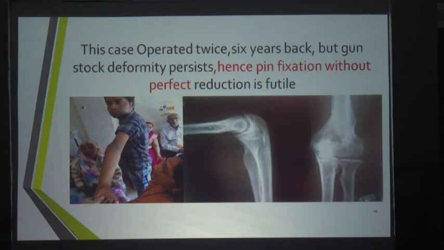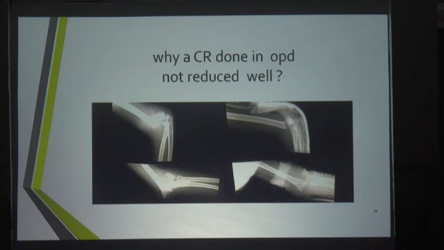You see, this was operated by one of my colleagues. Twice he has operated, 6 years back, but the deformity still persists. Hence, pin fixation without perfect reduction is futile. That means you should have a perfect anatomical reduction before doing anything you wish. Why is CR done in OPD not reduced well? You see, this doctor has tried to reduce, but the reduction has not come perfect. The reason is less flexion, it can never hold the reduction. Even if you reduce anatomically, if you don't pin, you have to flex it.